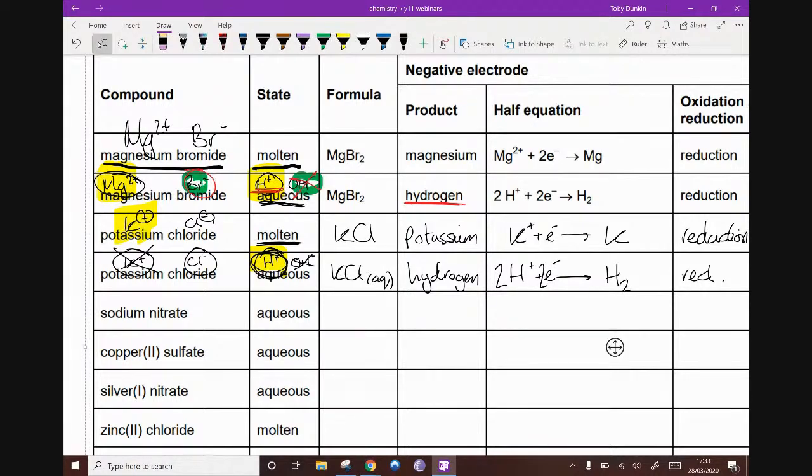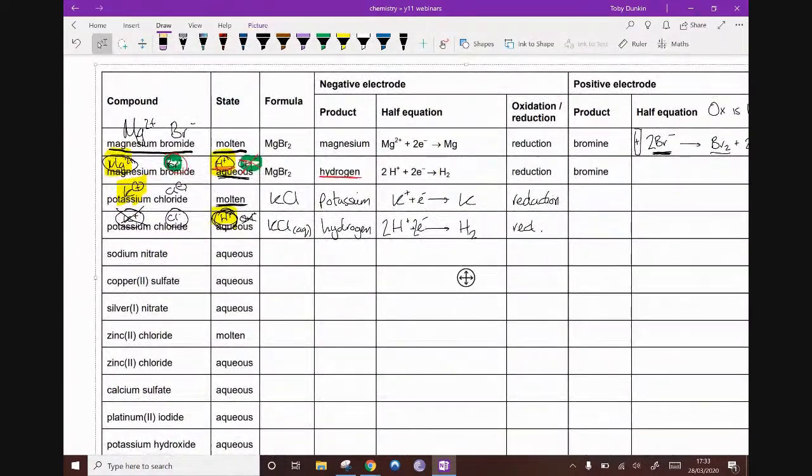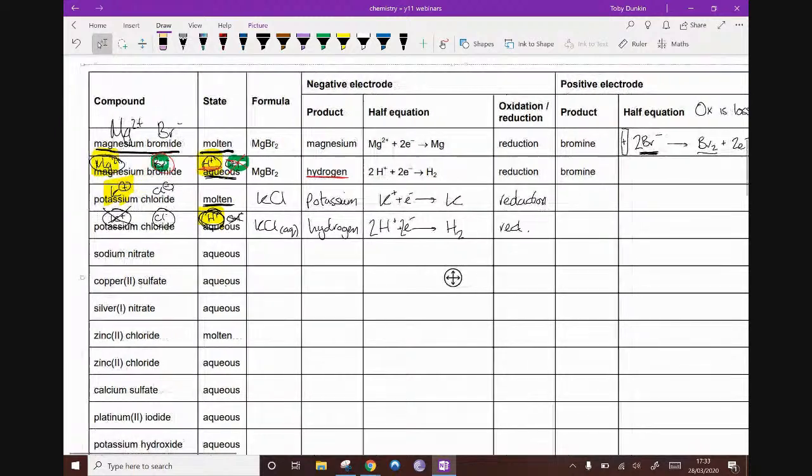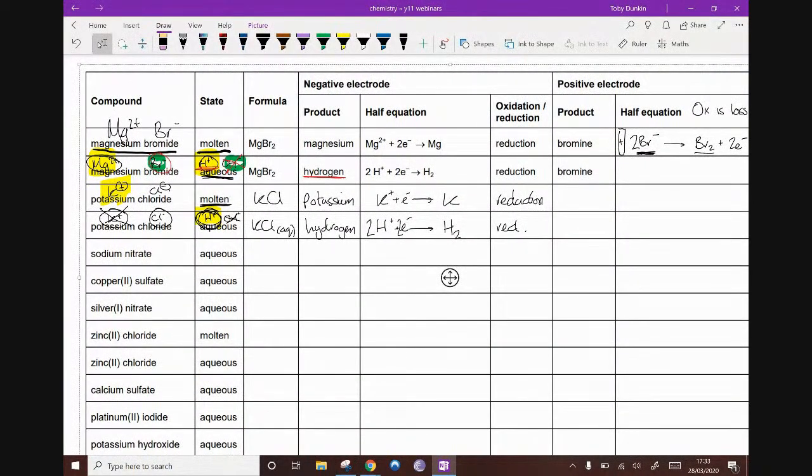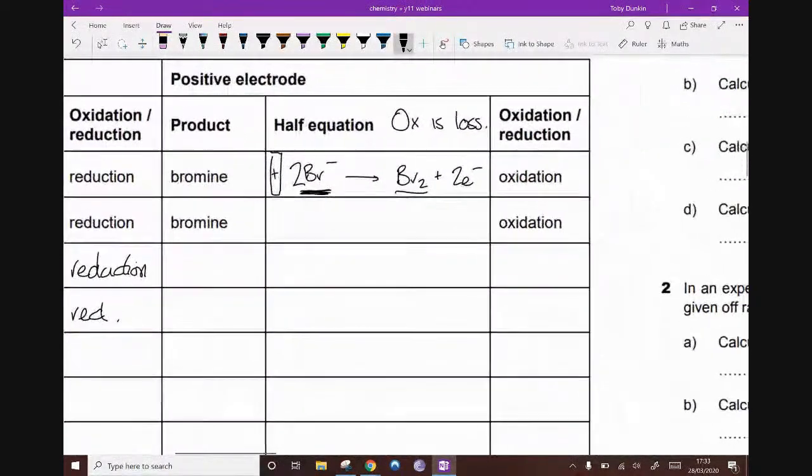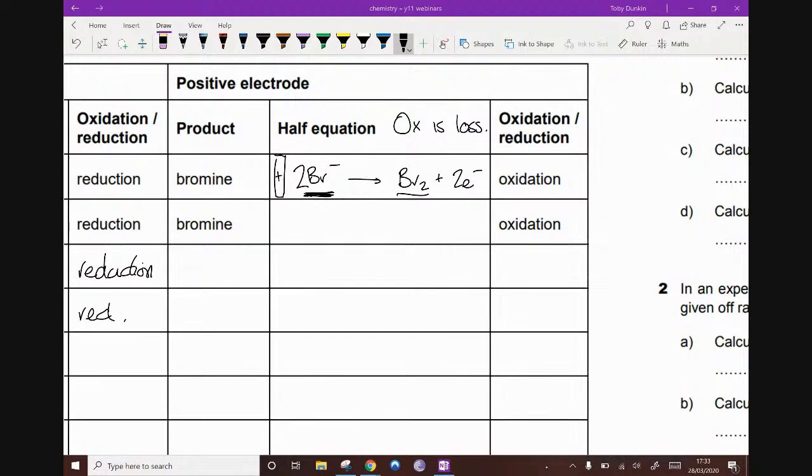Right. So now since we've done those, let's now have a look at the positive electrode. Now the great thing is, these are both going to be chloride ion based. So we can go over to the other electrode and say the product is chlorine. I'm going to get chlorine for both. Right, the half equation. Well, chloride went in and chlorine comes out.